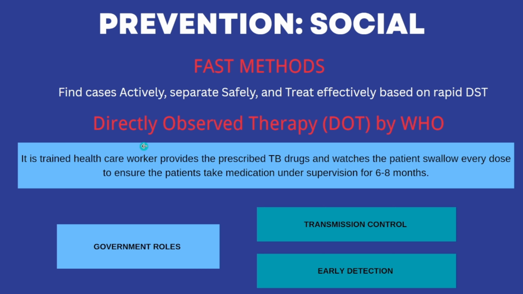Another method is directly observed therapy, DOT, also by the World Health Organization. Normally this one is to train the care worker, the doctor, the healthcare worker in the hospital, with the prescribed TB drug, and watch the patient swallow every dose to ensure the patient takes medication under supervision for 6 to 8 months. Meaning that when a person gets TB, you need to ensure that this patient gets the drug under supervision up to 8 months.